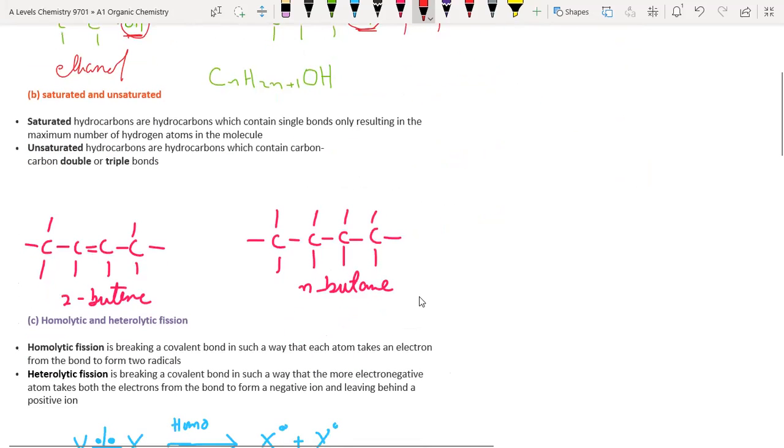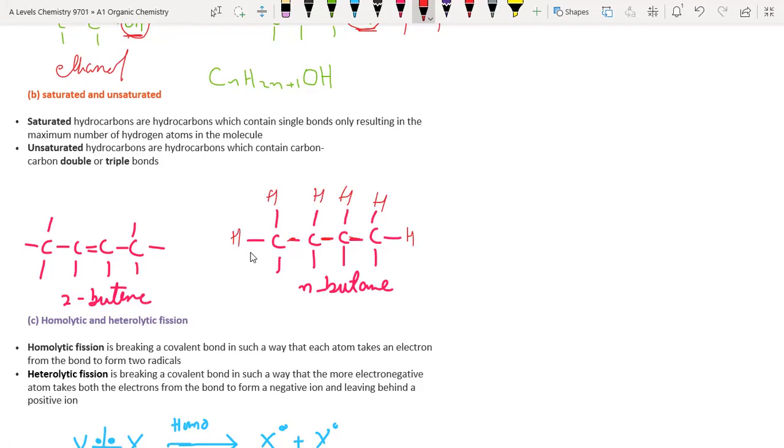This is the example of butane. In butane structure, all the carbon atoms' valencies are fully satisfied by hydrogen atoms. Carbon-carbon single bond, carbon-carbon single bond, and the rest of the valencies are satisfied by hydrogen atoms.